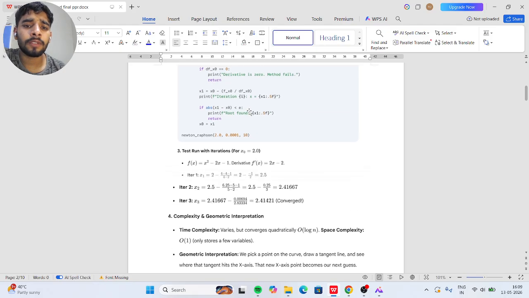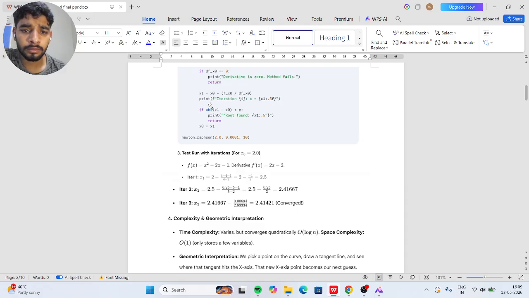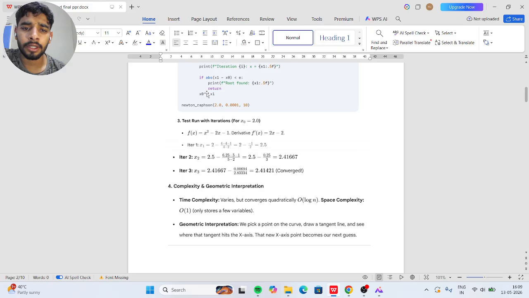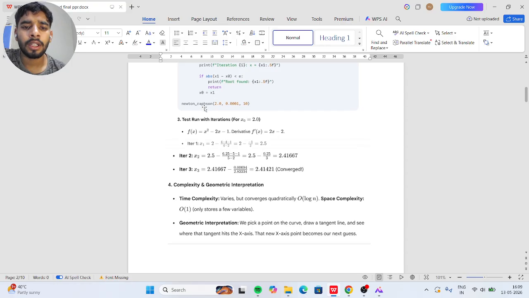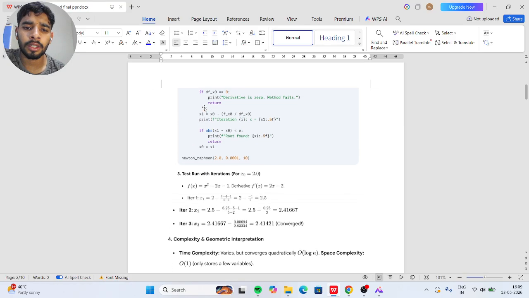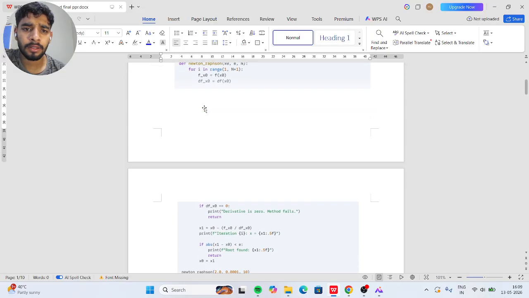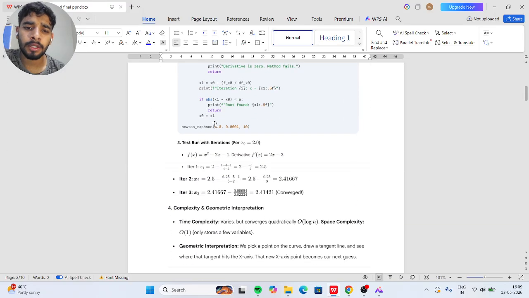Now, if the mod of x1 minus x0 is less than e, which is our tolerance error, then we print root found and print the value of x1 and return. Otherwise, we change the value of x0 to x1 and repeat the math and follow the Newton-Raphson method again. Return, and x0 equals x1. Now, as the main function, we will call the value.